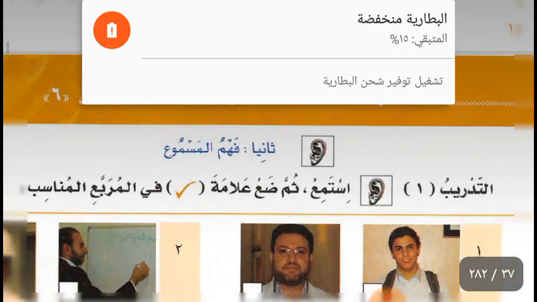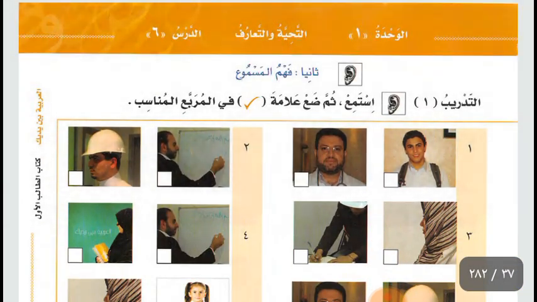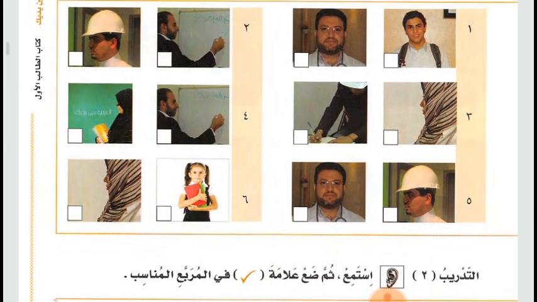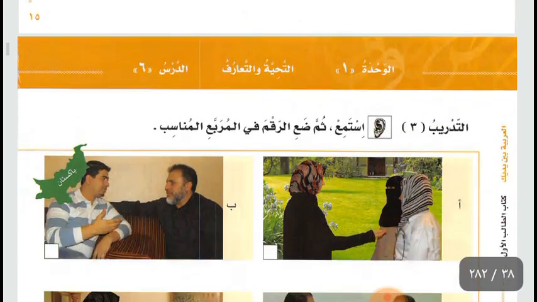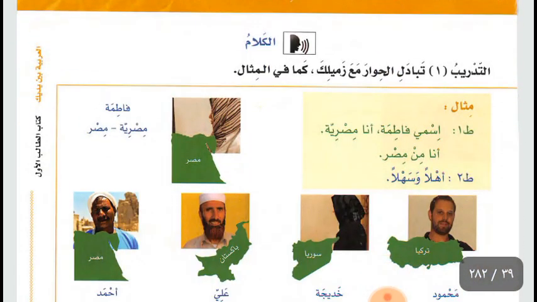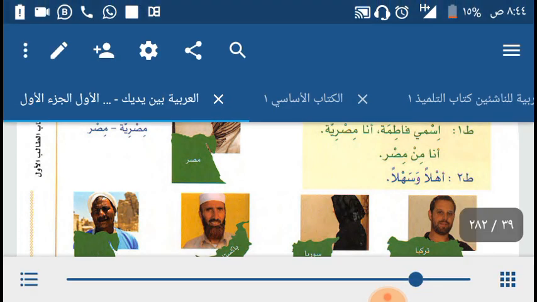Okay, there's still a little mistake, but okay. Now we will move to the next page. Thani Fahm al-Masmu'. We cannot solve this because the solution of this question is not possible here. Tadrib Thani, Tadrib Thalith, Tadrib Rabi'. All these four questions cannot be solved here. On the next page, we have Al-Kalam.